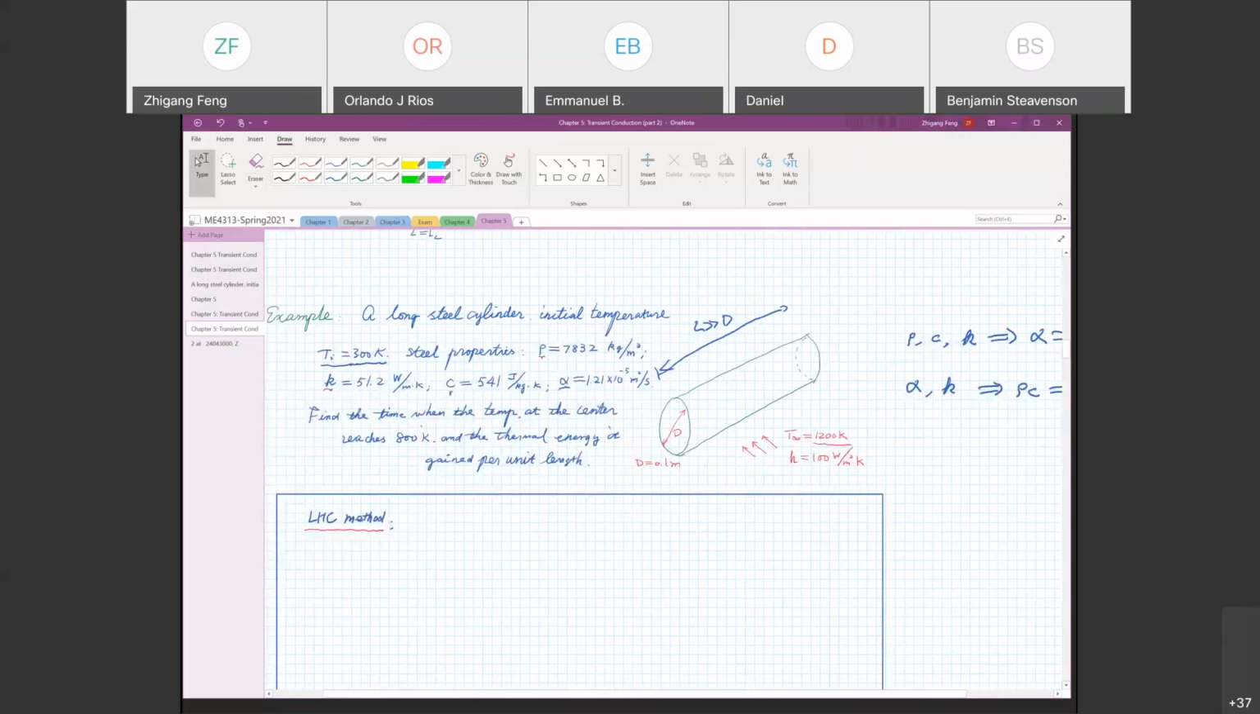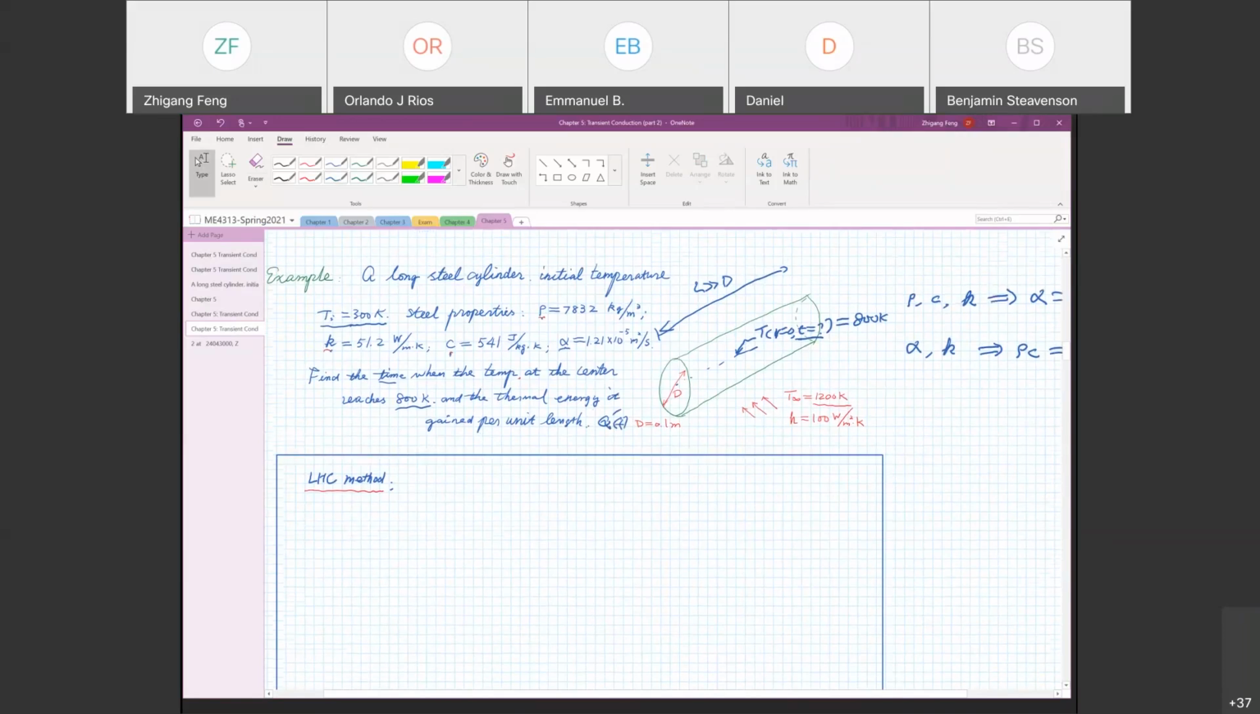Now we want to determine the time when the temperature at the center line. So we want to know the time t when the center line temperature is equal to 800 Kelvin. t is the one we want to find. So what is this time t such that at the center the temperature equals 800 Kelvin? So that's the first part of the question. The second part is to find the thermal energy gained per unit length. So that will be Q prime at that time instant t.